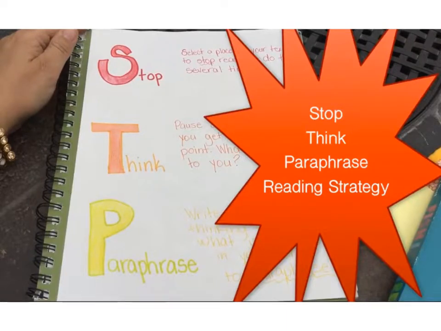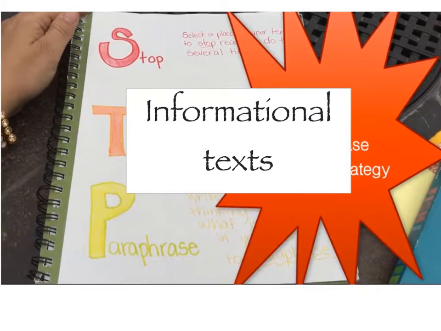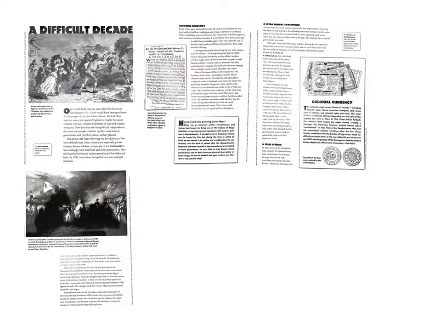So we've learned about using a stop, think, and paraphrase reading strategy with fictional texts. So let's look at how we can use an STP strategy with informational texts. So we're going to practice an STP strategy with this text, A Difficult Decade.